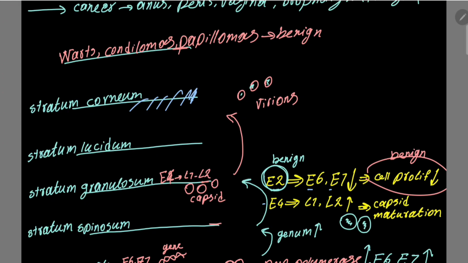benign. Why are they benign? Because the existence of E2 doesn't let E6 and E7 act, so E6 and E7 are going to be downregulated. So as a result cell proliferation is going to be downregulated. But if they are benign, so what will make it a carcinogen or a virus that can cause cancer?